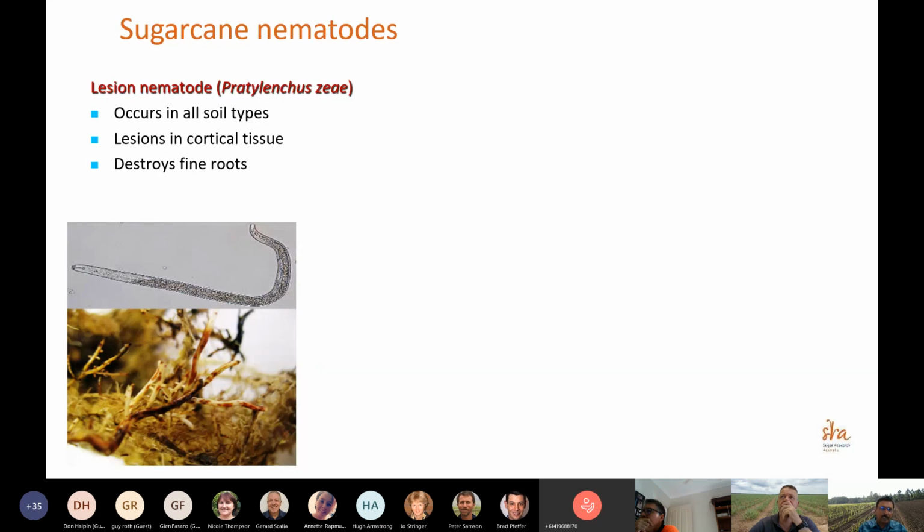And the other thing is, it is an endoparasite. What does that mean? It can actually dig a hole into the plant roots and destroy the cortical tissue, and then it lays eggs, and the eggs hatch, and the juveniles come out of the roots, find a new root and then attack it. So as a whole, at the end, you don't find any fine roots in the sugarcane root system.